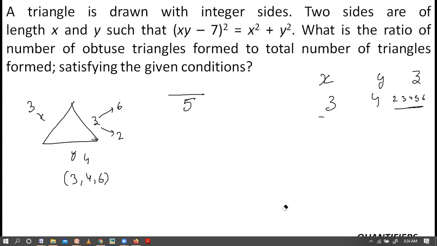Is there any other possibility? With 3 and 4 there is no other possibility. I cannot keep 3 on the RHS because then LHS will be 4. So that is also not possible. Okay, what other pair can I pick? Can I say I can pick 2 from here? If I say 2 square plus 3 square, that will definitely be less than 4 square. Right, 4 plus 9, 13.